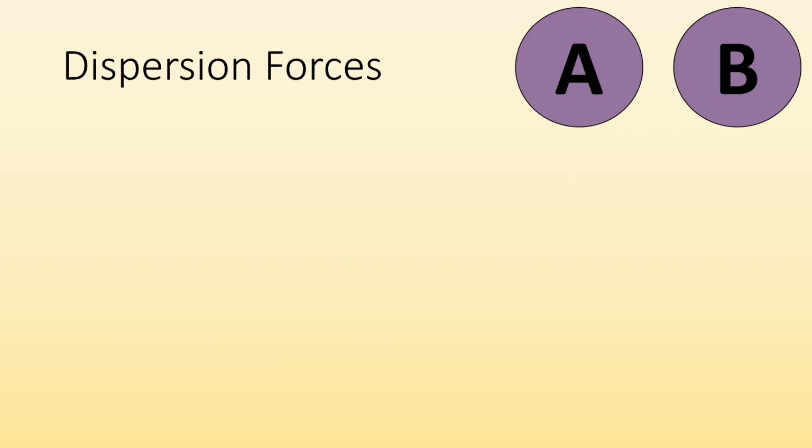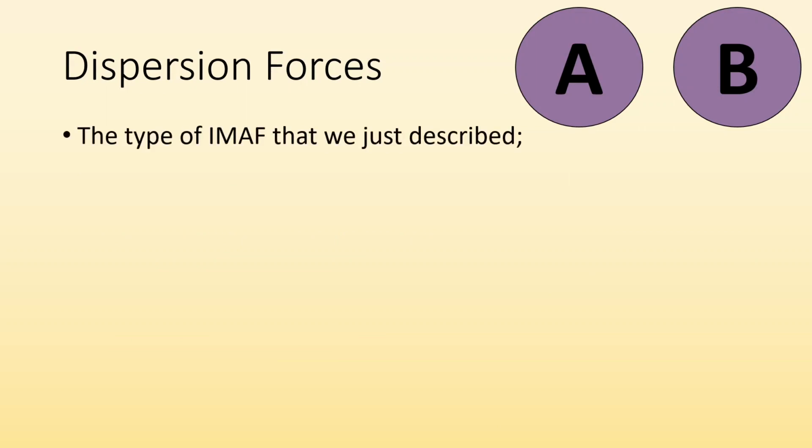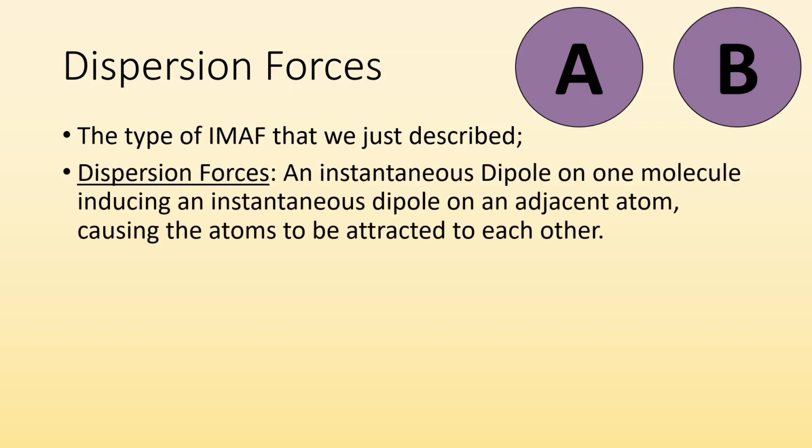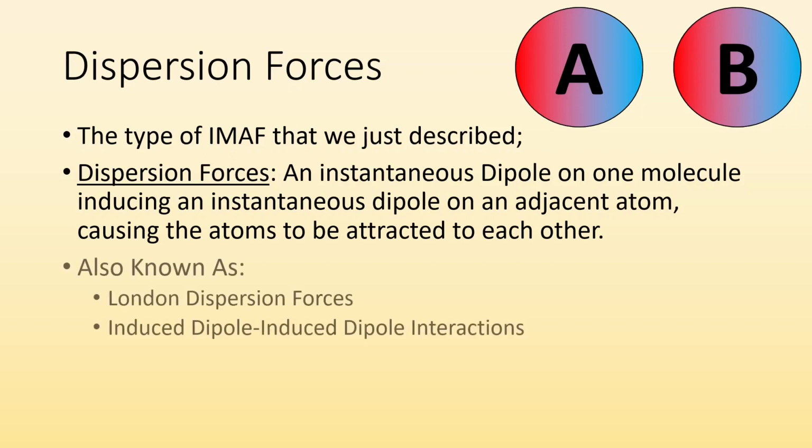All right, so dispersion forces. The type of intermolecular attractive force that we just described is called a dispersion force. So dispersion forces are an instantaneous dipole on one molecule inducing an instantaneous dipole on an adjacent atom, causing the atoms to be attracted to each other. So for a moment, A has this instantaneous dipole, and it's going to induce a dipole in another molecule. So for that moment, they're going to be attracted to each other. These forces are also known as London dispersion forces or induced dipole interactions.